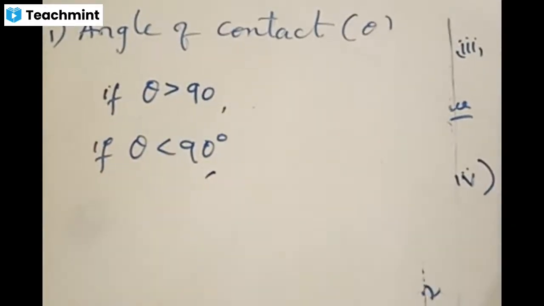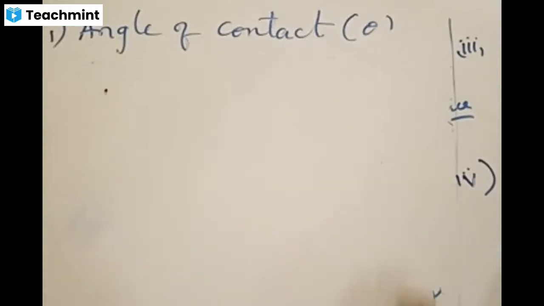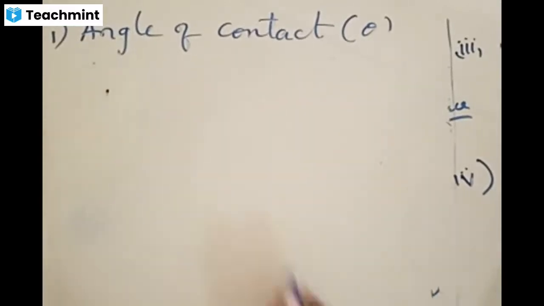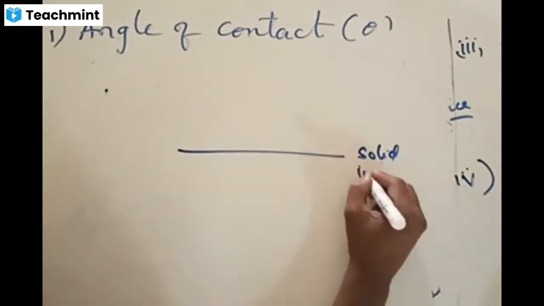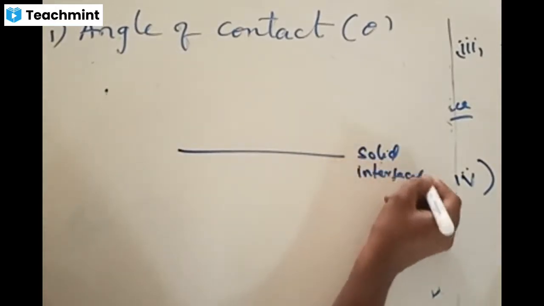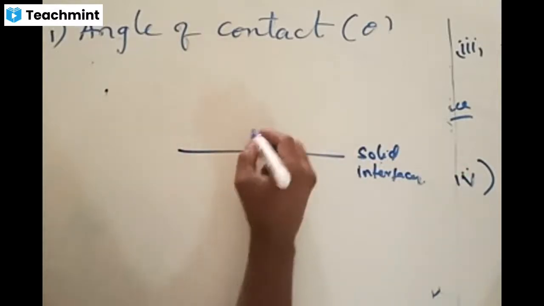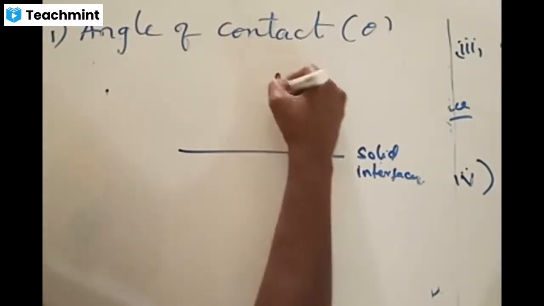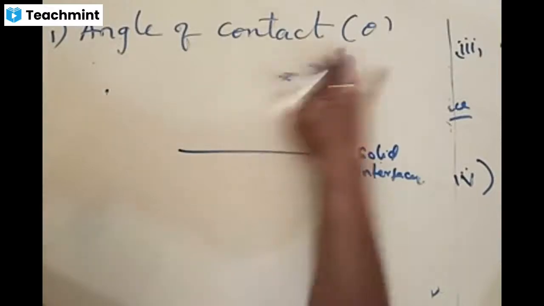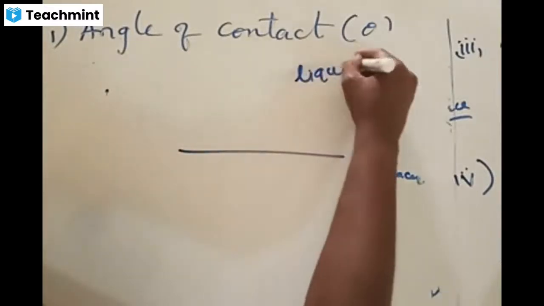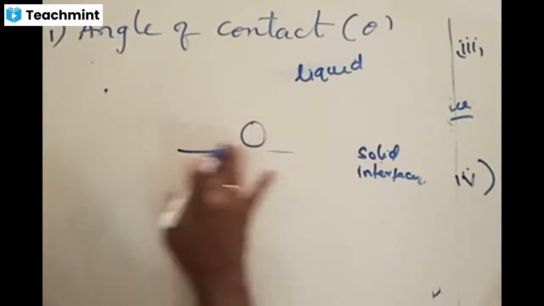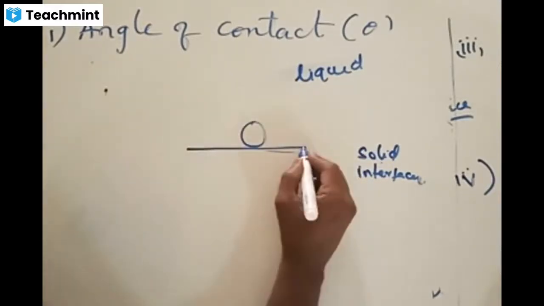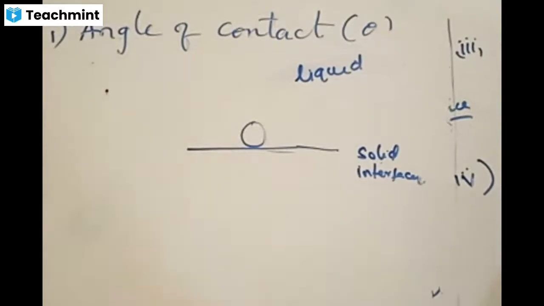We'll take it in detail. Angle of contact. Angle of contact is defined like this. If you have a solid interface, and some water falls on this, or let's say some liquid falls on this, not fluid, liquid. Now that liquid is coming and interacting with the solid interface.